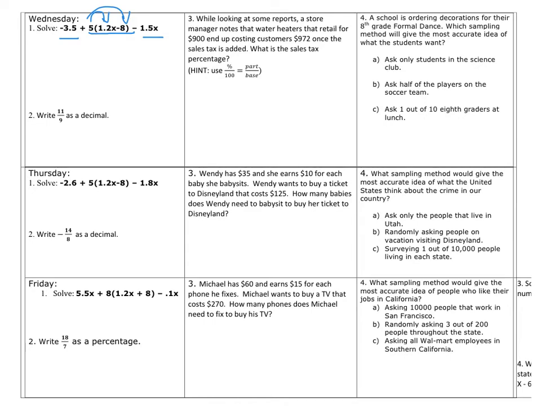Number 3 says, while looking at some reports, a store manager notes that water heaters that retail for $900 end up costing customers $972 once the sales tax is added. What is the sales tax percentage? Your hint is use percent over 100 equals part over base. So if the question's asking you for a percentage, don't you think that's where your x is going to go? So you're going to have x over 100 equals part over base. Now it's up to you to critically think which one's going to be your part and which one's going to be your base.